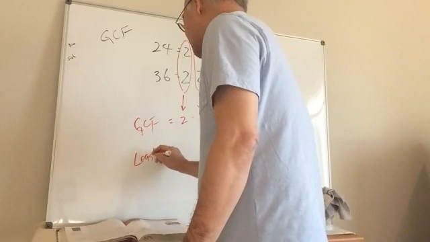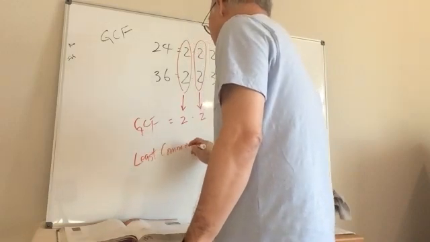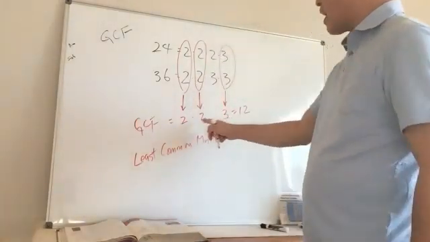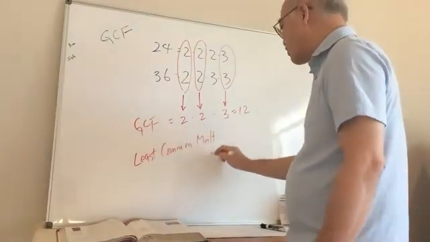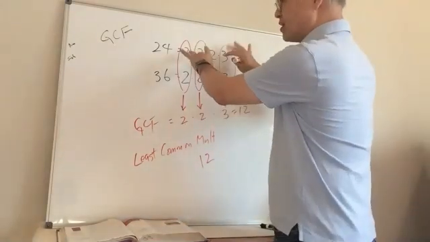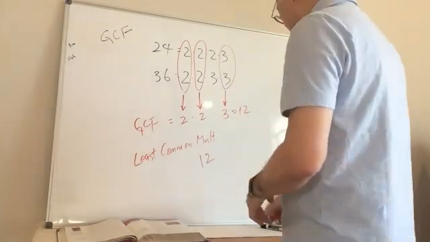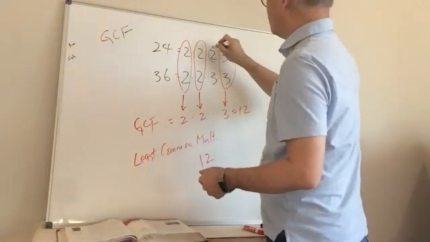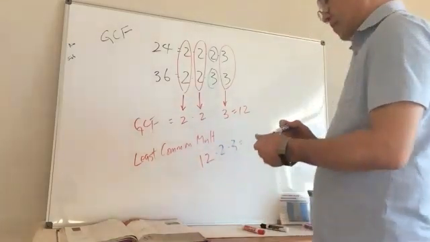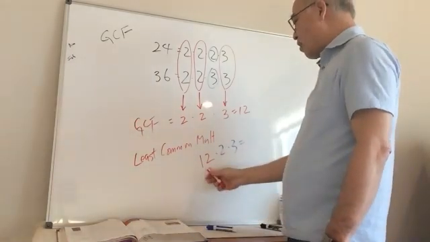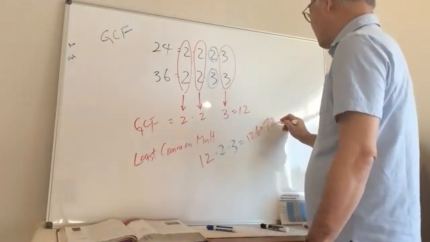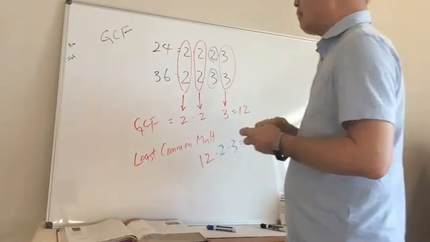The least common multiple, you're going to find this by taking the GCF, the greatest common factor that you have, which is 12, and now you're going to multiply the stuff that is left over that you are not able to combine. And that would be what? That would be the 2 and the 3. So I'm going to multiply that by 2 and 3. Okay? So this is going to be 12 times 6. So 12 times 6 is equal to 72.